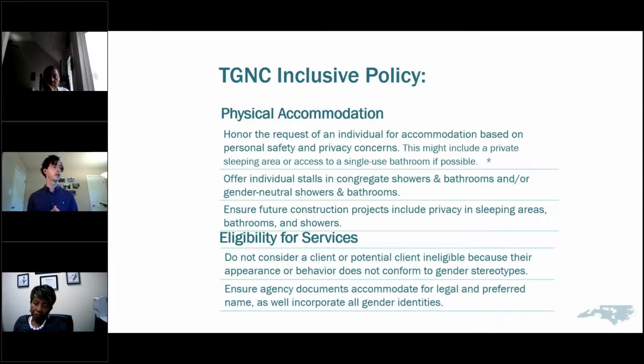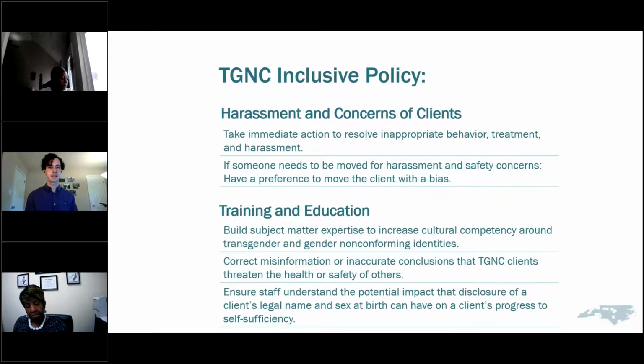On eligibility, we really want to stress to not consider a client or potential client ineligible because their appearance or their behavior does not conform to gender stereotypes. We're taking people at their word regarding their gender identity and their name and pronouns. And that you ensure all agency documents accommodate for legal and preferred name, as well as incorporate all gender identities where appropriate.